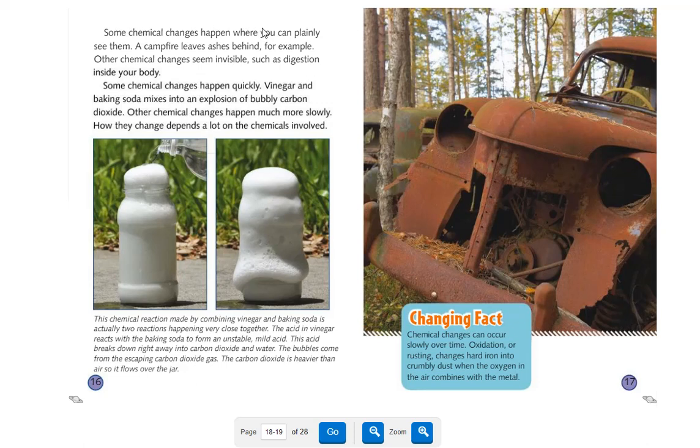Some chemical changes happen where you can plainly see them. A campfire leaves ashes behind, for example. Other chemical changes seem invisible, such as digestion inside your body. Like when you eat food and your stomach digests it. That's an example of a chemical change as well.